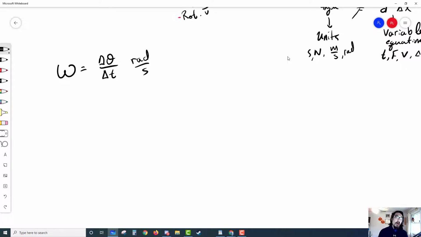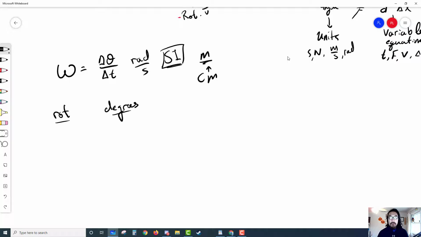Other kinds of numbers that you might come across are rotations or degrees. You need to be able to always convert to radians per second. This is our SI unit, the standard unit, much like how we can't use centimeters, but we can use meters. We have to convert from centimeters to meters, or from kilometers to meters, or from hours to seconds. So we have to be able to use radians per second.